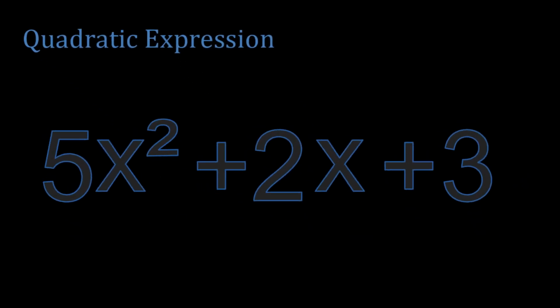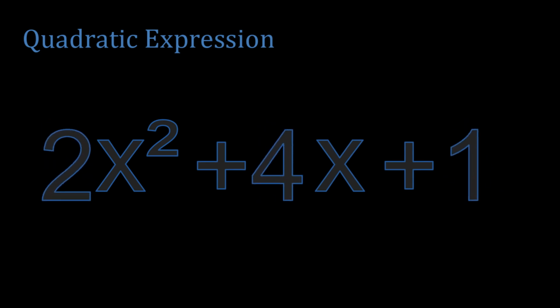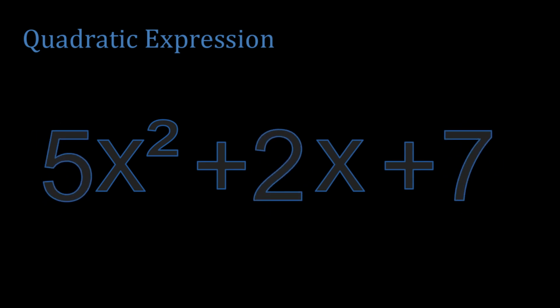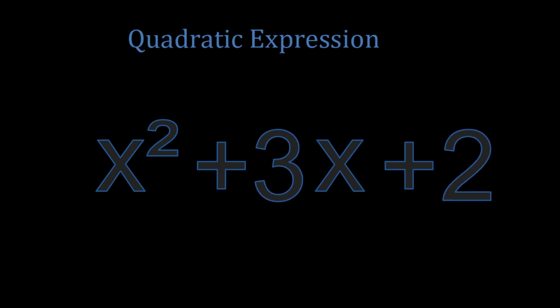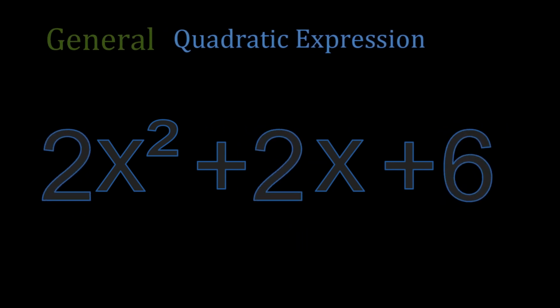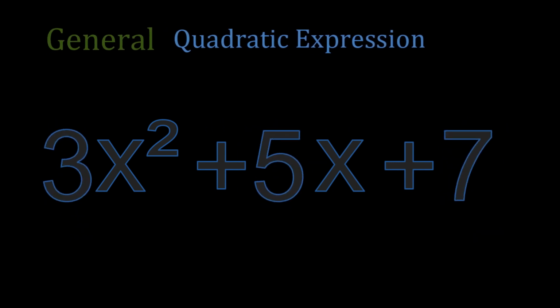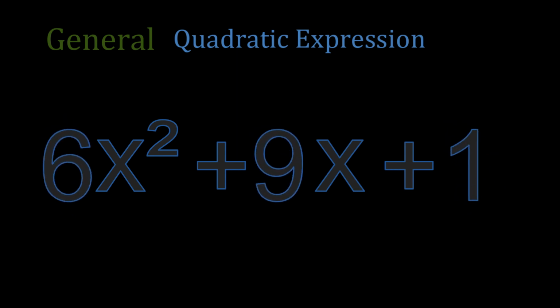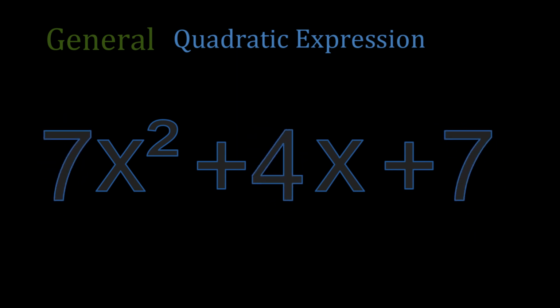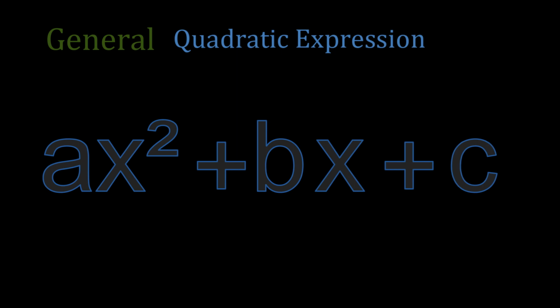A quadratic expression is something that looks like this. It's an expression where the leading term is a power of 2. But we also have this general keyword thrown in here. A general quadratic equation means that we don't know how many of each term we have, so instead we'll call them A, B and C.